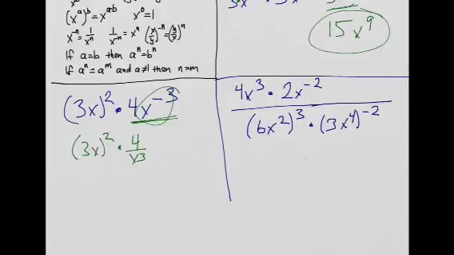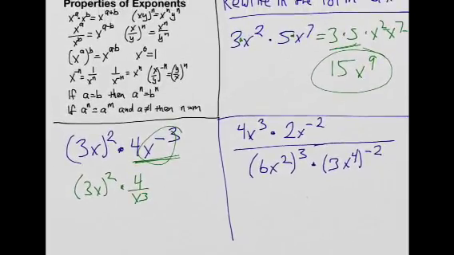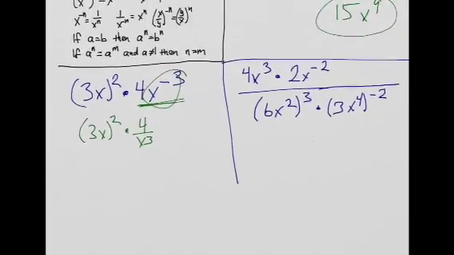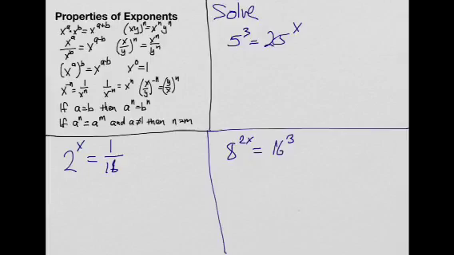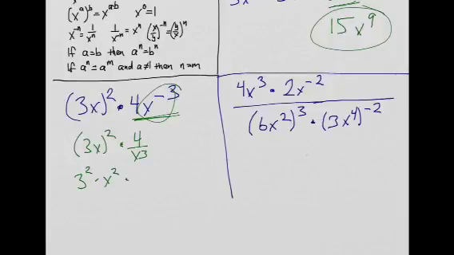So with this 3x squared, I'm using my property over here. When I'm taking a product to a power, I take everything inside to the power. So this is going to be 3 to the second power times x to the second power, times 4, and this is going to be over x to the third power.